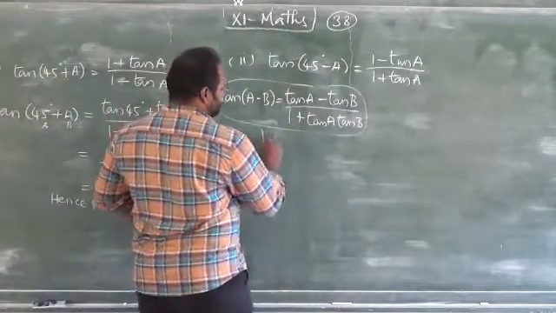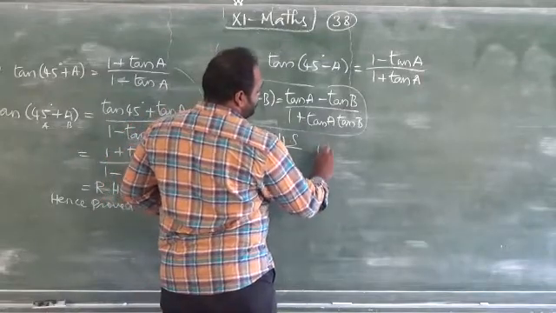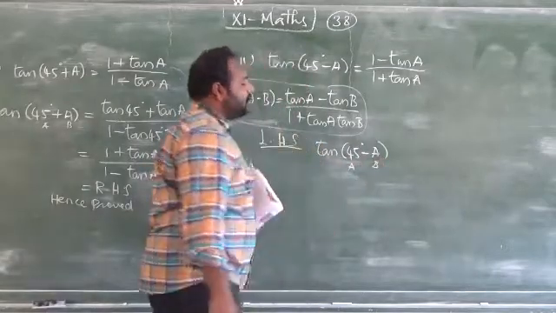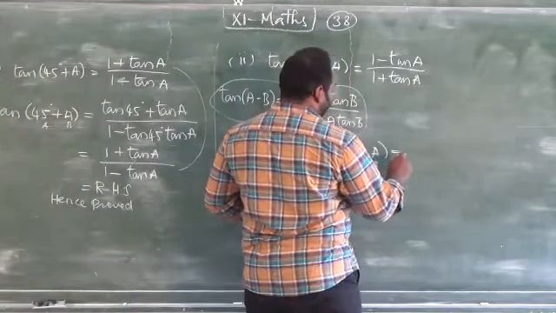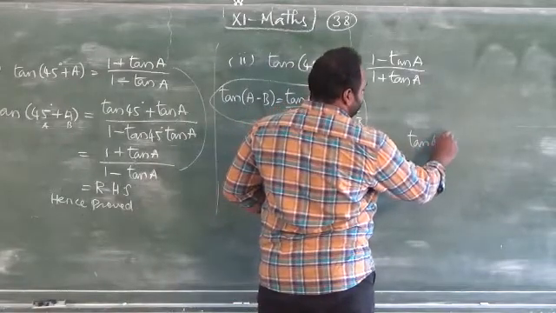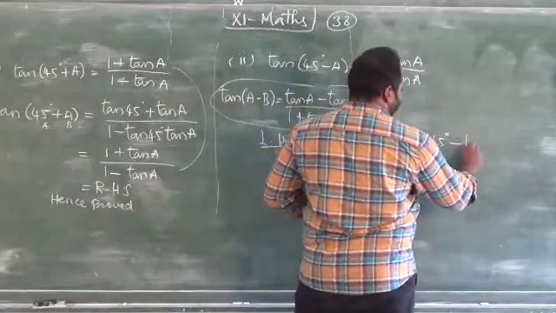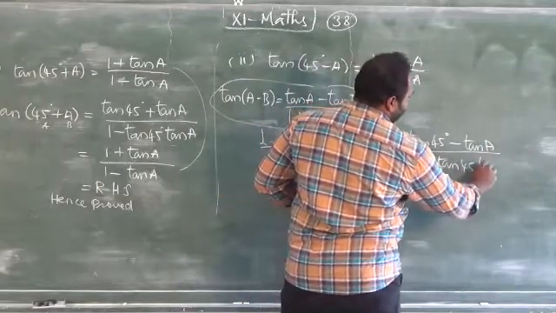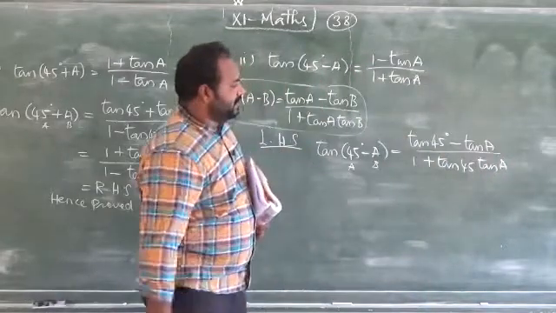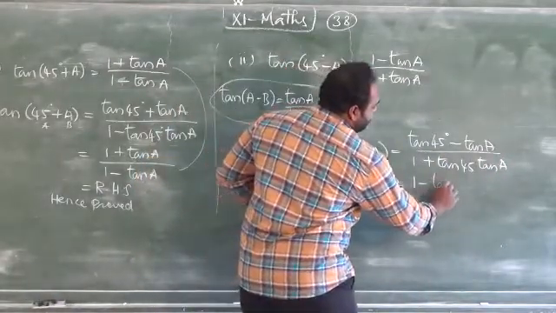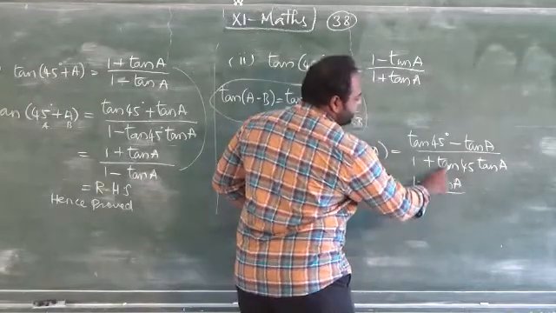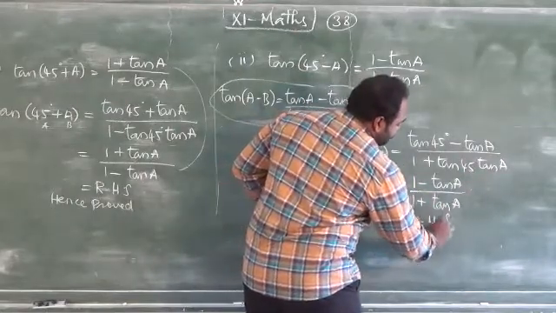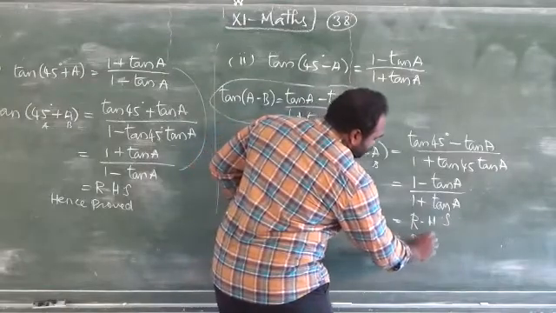So taking LHS side, tan 45 minus A. So here A is 45, B is A. So here expressing the tan A minus B formula, tan 45 minus tan A by 1 plus tan 45 tan A. Now tan 45 value is 1, so 1 minus tan A by 1 plus 1 into tan A, equal to RHS side. So hence proved.